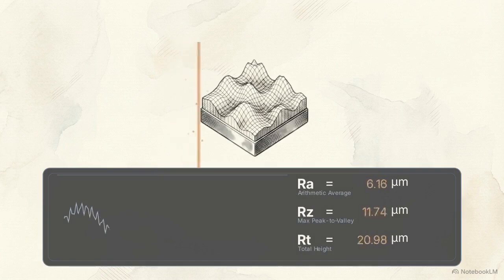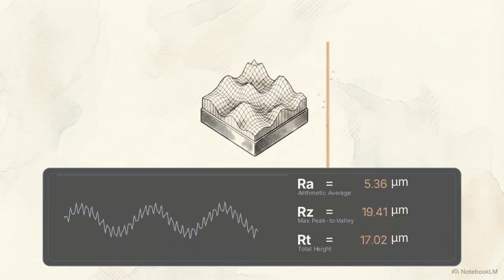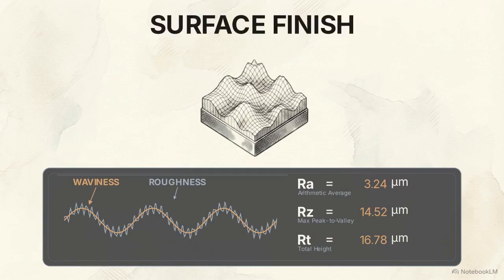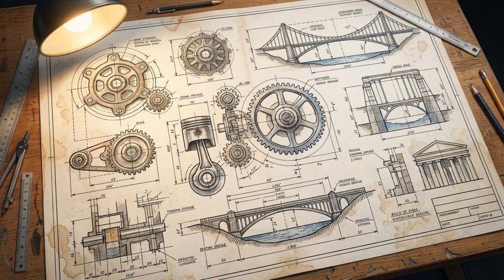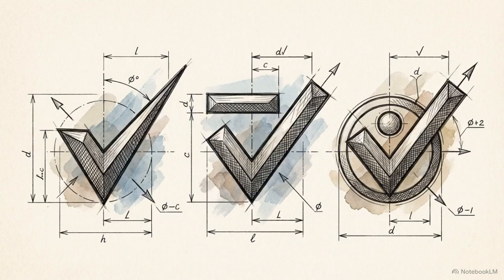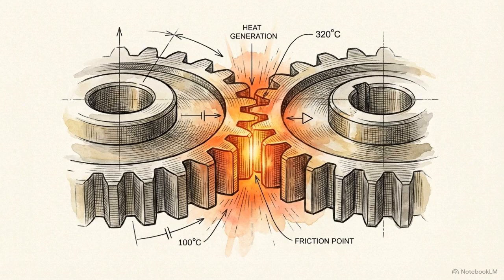The engineering study and precise quantification of these microscopic peaks and valleys on a solid object is known as surface finish. Before a single cut is made in the shop, engineers mandate these surface tolerances using specific blueprint symbols: a basic checkmark, a checkmark with a horizontal line, and a checkmark with a circle. These symbols define strict mathematical parameters.